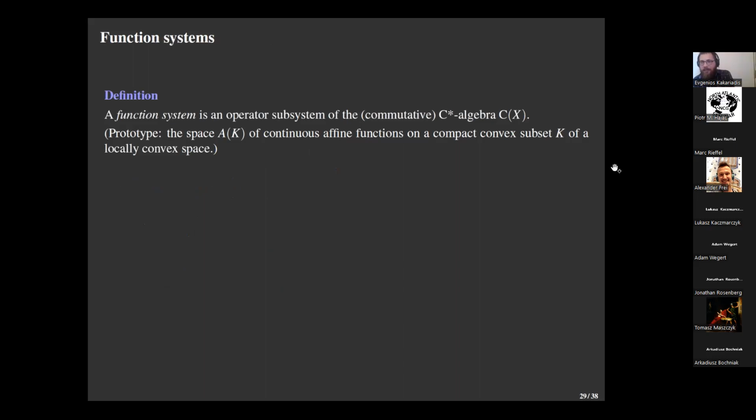Hopefully a couple more cases. We moved a little further to check specific operator systems like function systems. These are operator subsystems of commutative C star algebras, and our aim was to explicitly show that Morita equivalence or delta equivalence extends the notion of isomorphism from function systems, which would be a commutative setting.